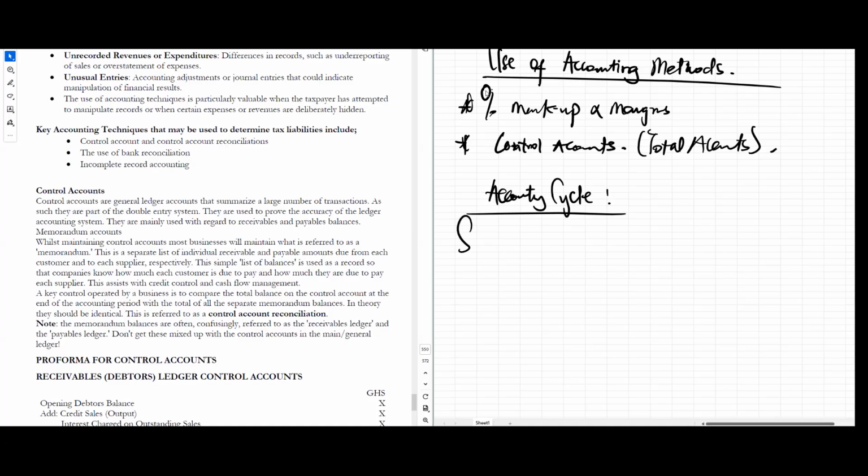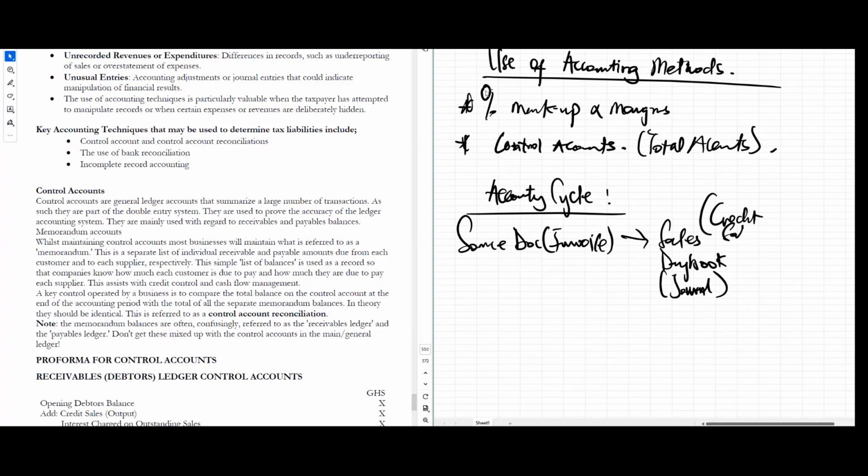Reverse. So for instance, if I have a source document, let's say this was an invoice I sold on credit from maybe Miss Lulu. If this source document or invoice came from Miss Lulu, it must enter into what we call the sales day book, or the sales journal. This sales day book records only credit sales. Are we okay?